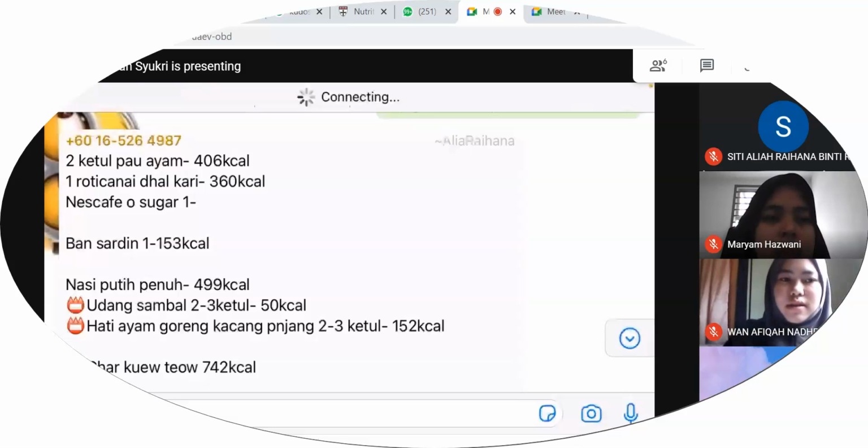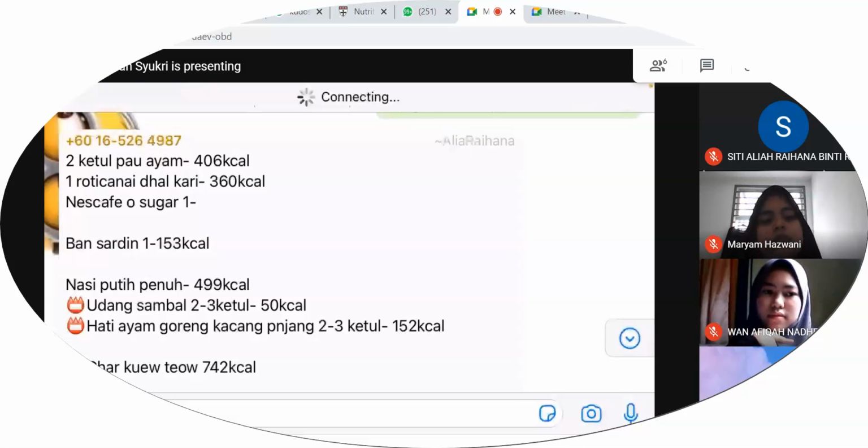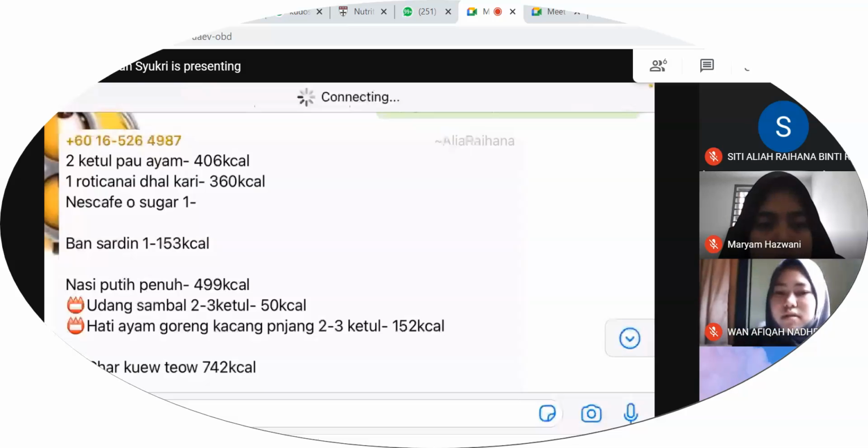Okay, so for the lunch, he consumed udang sambal and hati ayam goreng. Because this patient doesn't have knowledge on gout diet, he consumed seafood and liver, which is also high in purine content. And for his another tea time, which is after lunch, he consumed char kway teow, and commonly char kway teow has kerang in it. And seafood and kerang is also one of the seafood, and it is also high in purine.